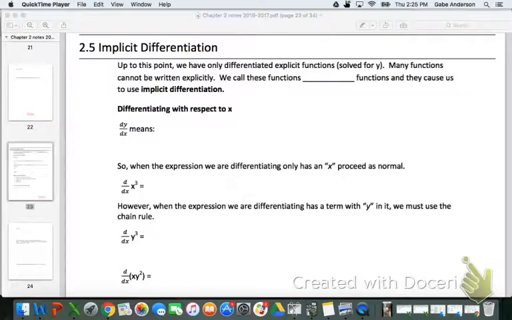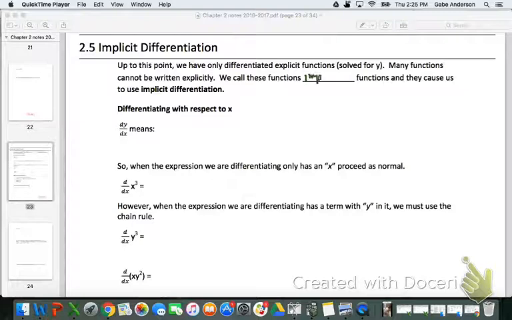All right, this is the AP Calculus AB 2.5 intro video, and we're going to be looking at implicit differentiation and doing one example. Up to this point, we've been differentiating typical functions that are solved for y. The truth is that there are many functions that cannot be written explicitly, or it's inconvenient to do that, so we're going to call these functions implicit functions.